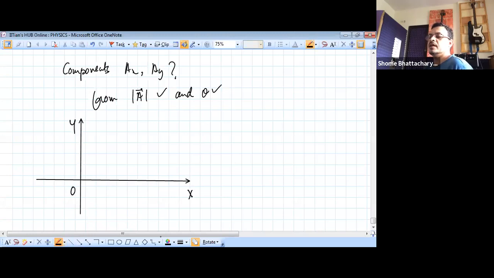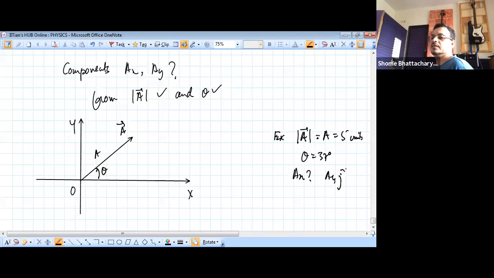Suppose I have a situation where I know the length of this vector and the angle it is making, so I know how much A is in magnitude and how much theta is. For example, suppose the magnitude of the vector E is 5 units and the angle it is making with the x-axis is, let's say, 37 degrees. Then I want to find out Ax and Ay and express the vector in component form.